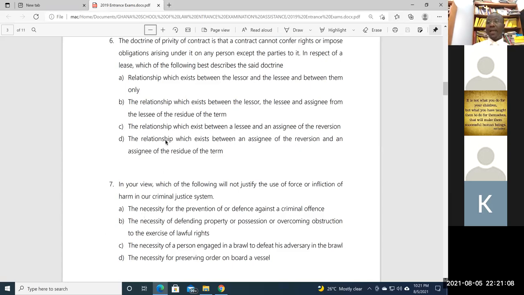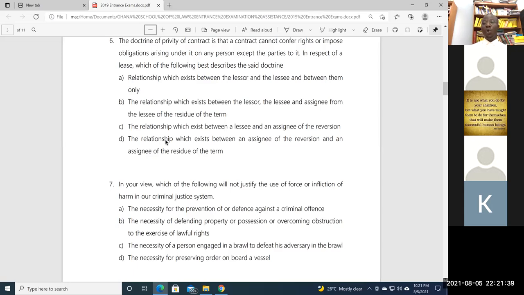Yeah, so question 6. The doctrine of privity of contract is that a contract cannot confer rights or impose obligations arising under it on any person except the parties to it. In respect of a lease, which of the following best describes the said doctrine? Okay, so this is a very interesting question, raising a very interesting issue.